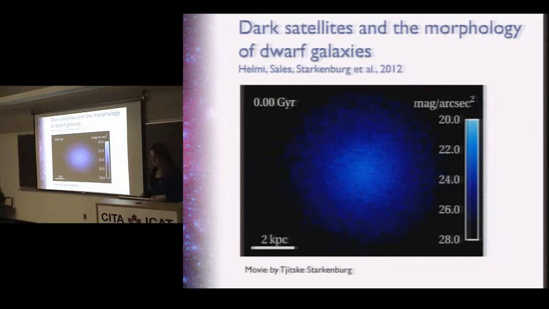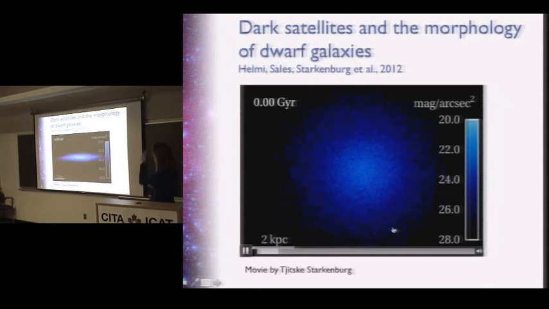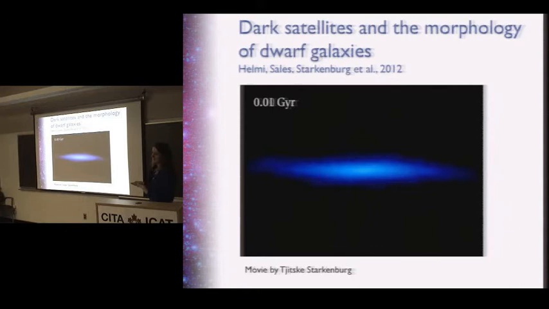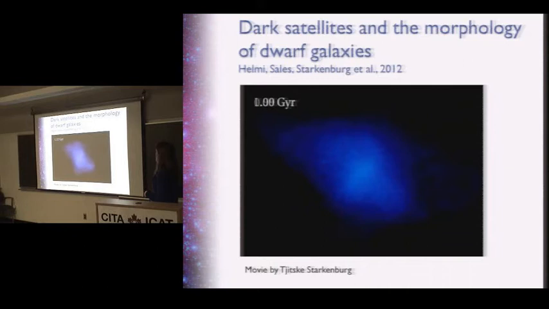This is my last slide, just showing a movie of this process happening. This is quite an extreme case in which a galaxy with only stars, so no gas anymore, is having an interaction with one of its own satellites. And you don't see the satellite, because the satellite is dark, but you will see what's happening, and there you see it. So this galaxy is quite disturbed by something unseen, and will end up much more spherical.